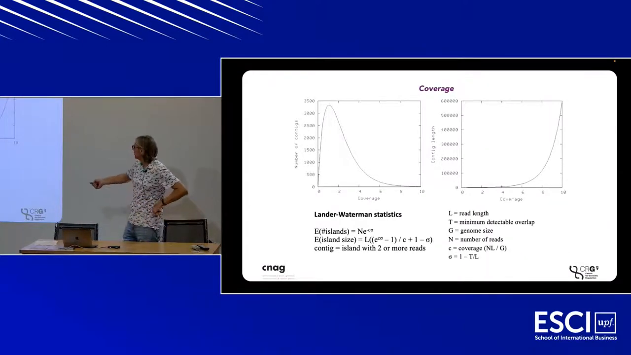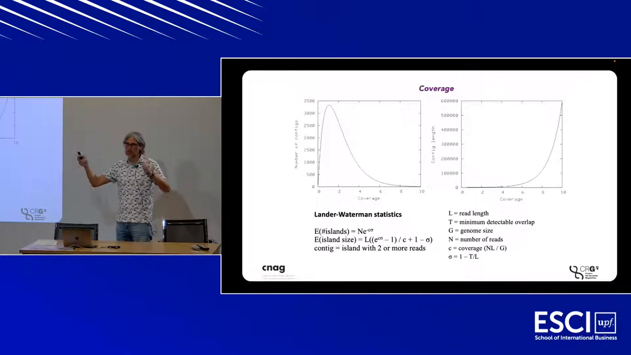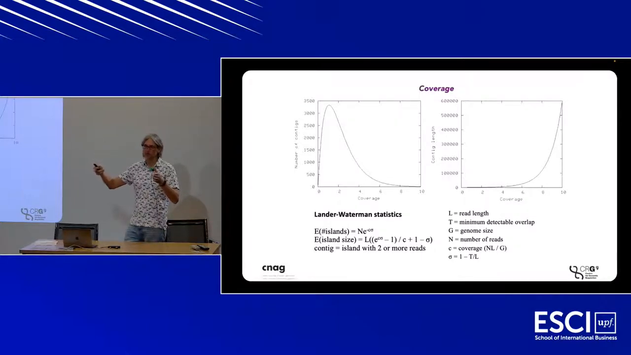So just with coverage, what do I mean by coverage? Does anyone know what I mean by coverage? You can think of it as how many. So let's say you have a genome that's one gigabase long. Coverage would be how much sequence do you produce in terms of that one gigabase. So if you have a one gigabase genome, like a bird or something like this, to get 50x coverage, you would need 50 gigabases of sequence. You generate 50 gigs of sequence that are good.